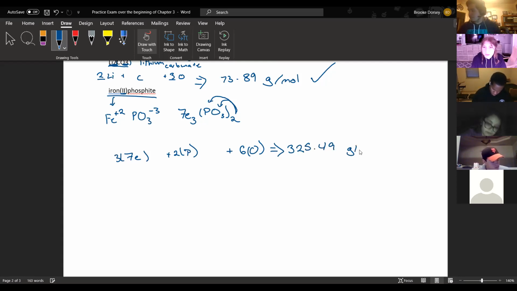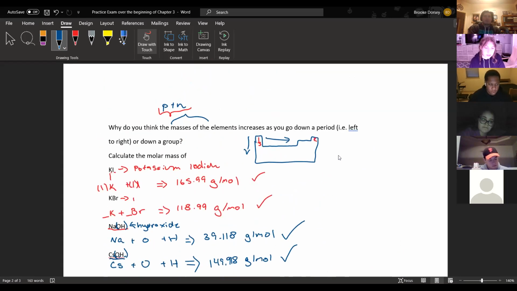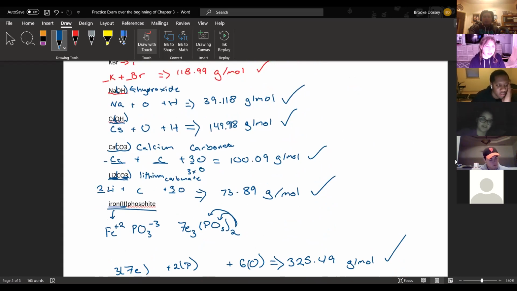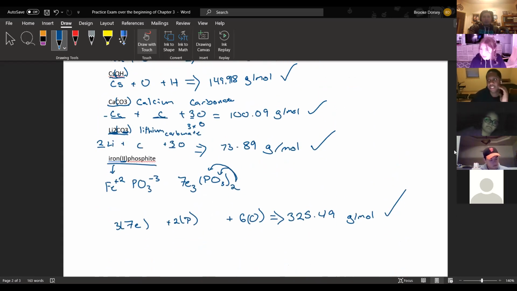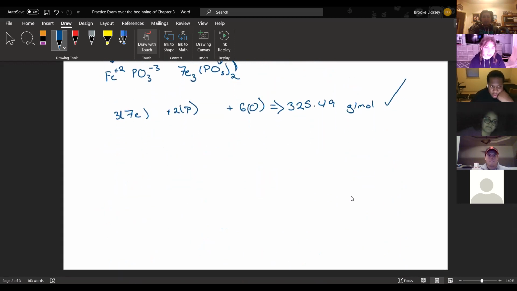325.49 grams per mole. Did anyone else get this? Yes? Awesome. Cool. Does anyone have any questions on how to find molar mass? I don't think so. No? So you're actually smart. Y'all have been studying, and I'm proud. Okay.